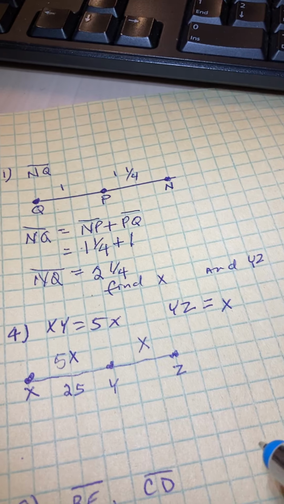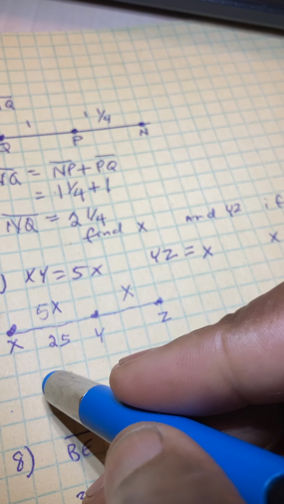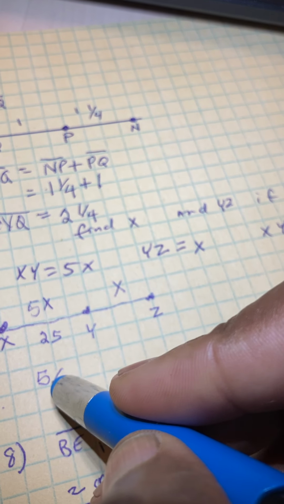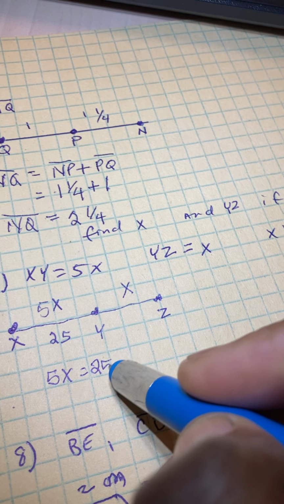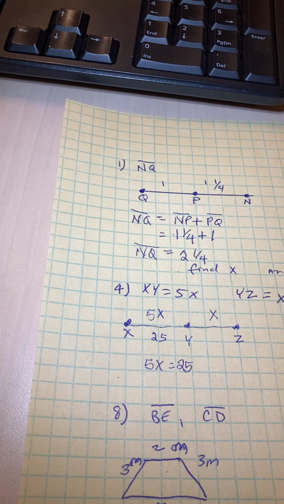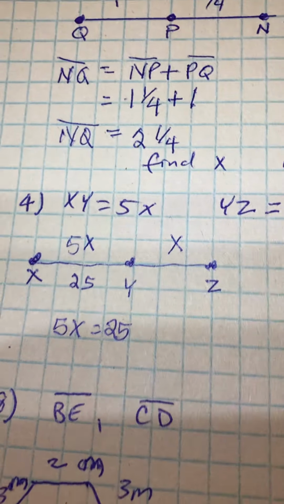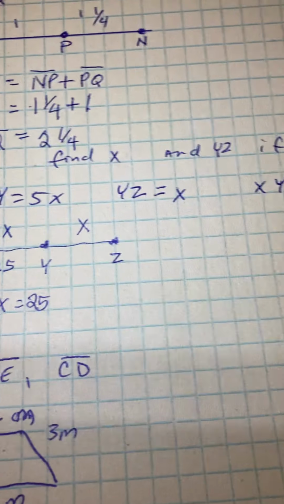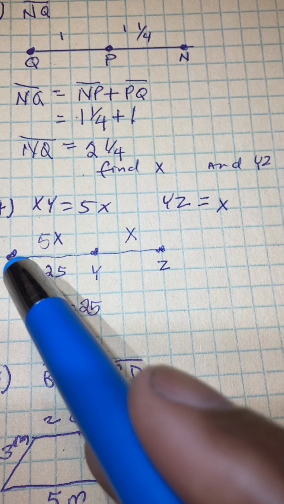So what I know is that 5X is equal to 25, right? So, you can't see it? I'm sorry. Can you see that? Okay.